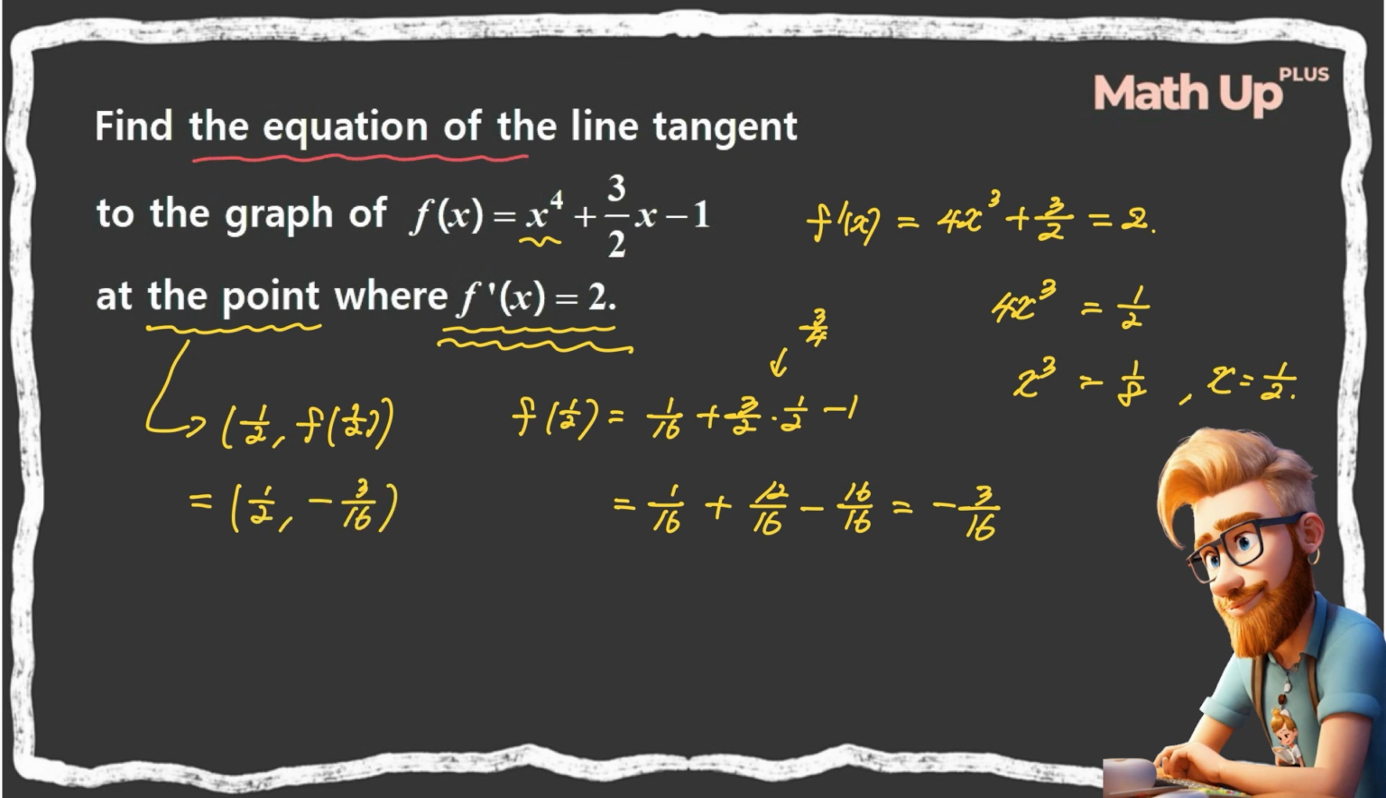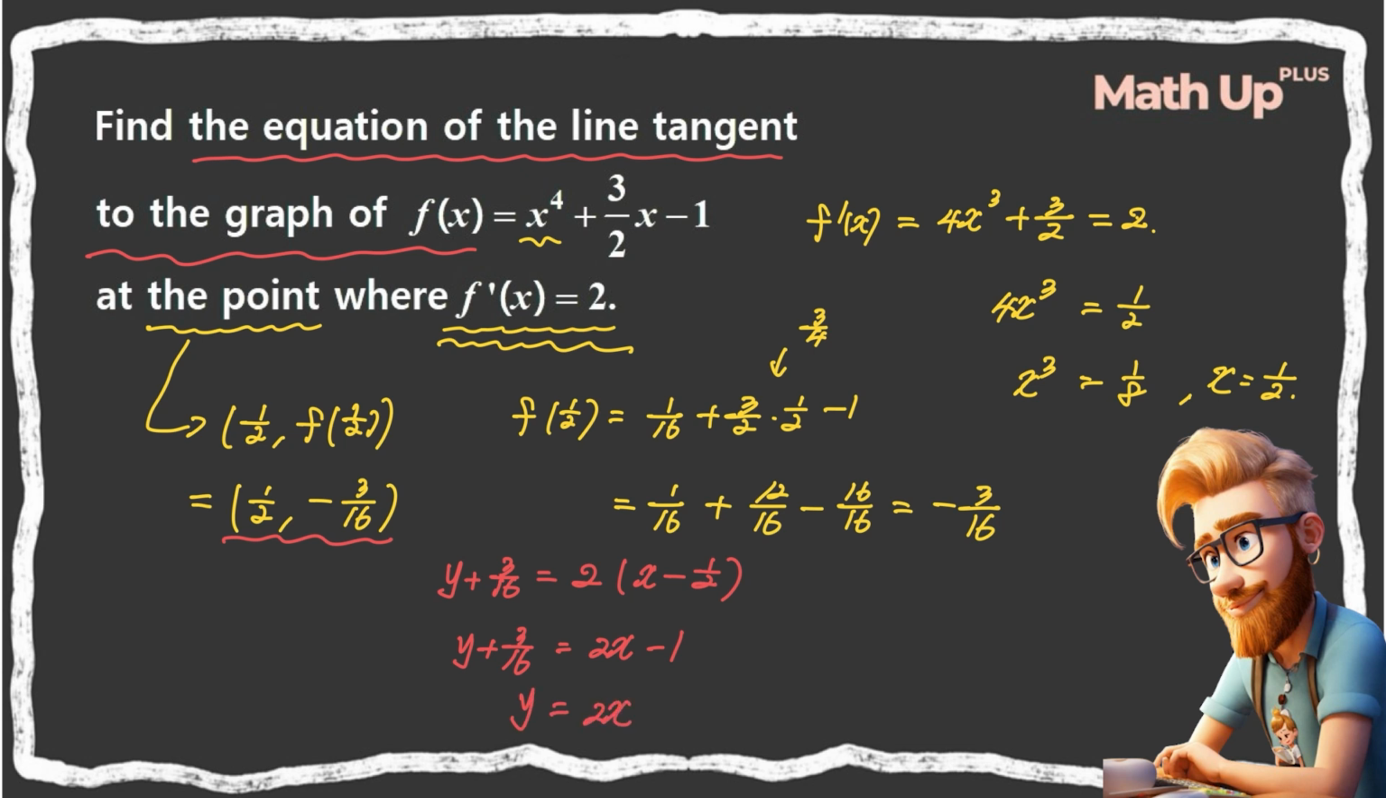So the equation of the line tangent to the graph of f at this point, using point slope form, y minus y1. So y plus 3 over 16 is equal to the slope. Slope is 2, times x minus x1, x minus 1/2. If we simplify this, y plus 3 over 16 is equal to 2x minus 1. So y is equal to 2x minus 1 minus 3 over 16. That's minus 19 over 16. And that's it.